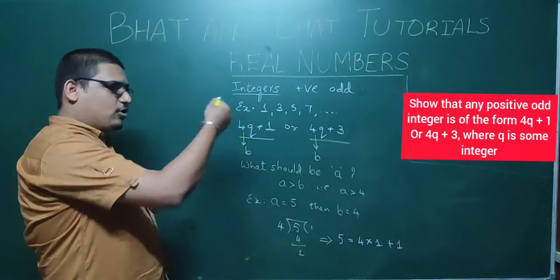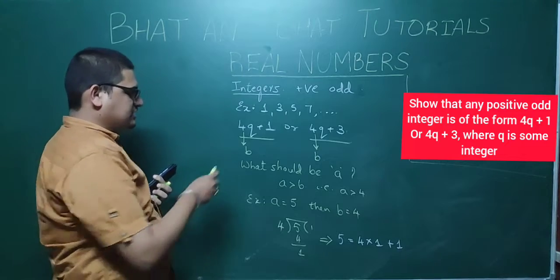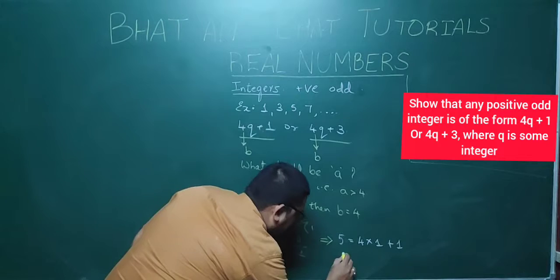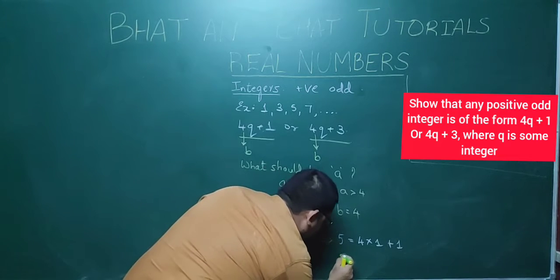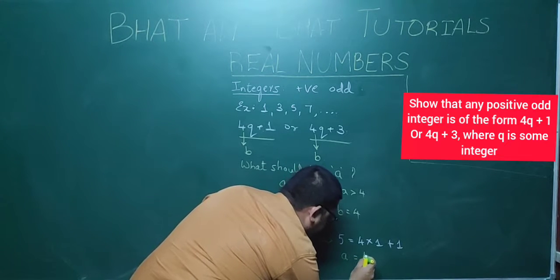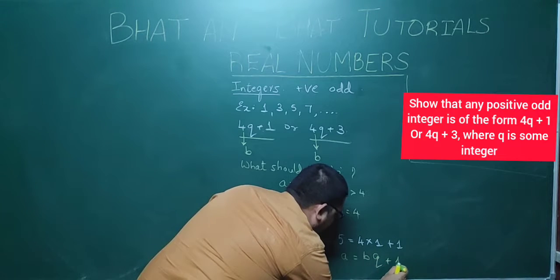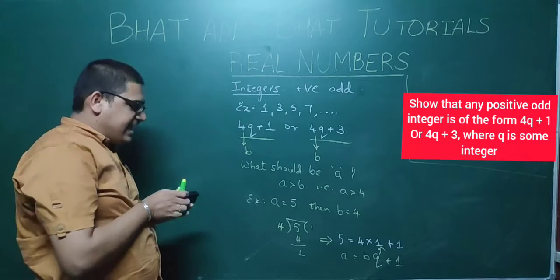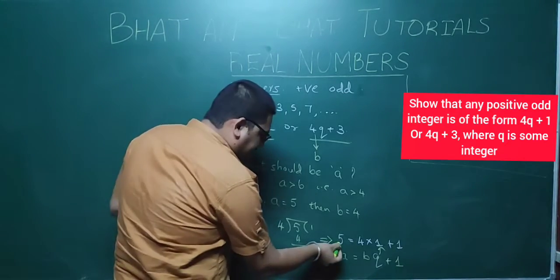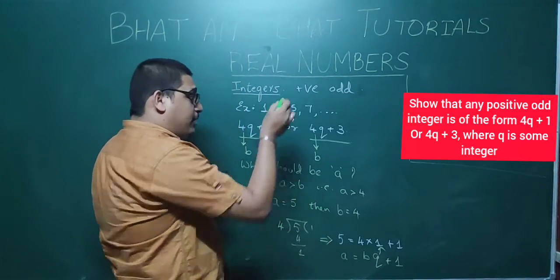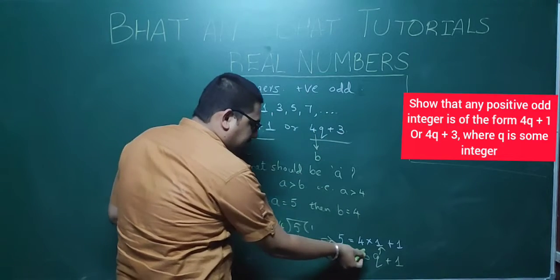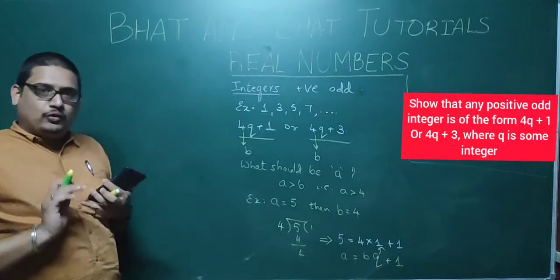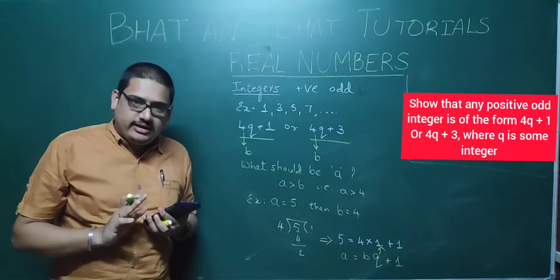Now let's go back and compare this with the given statement. This will be my a is equal to b into q plus 1. q is 1 in this case. That means I have converted the given number, a positive odd integer, in the form of 4q plus 1. Did you understand this step?